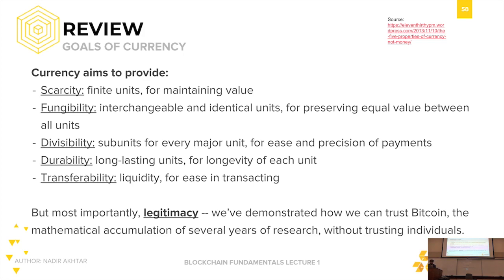Fungibility. Bitcoin is for the most part interchangeable and identical. If I swap my piggy bank with yours, it's almost impossible to tell, unless you're dealing with some shady people, and the FBI knows who those shady people are. They can track your activity with that person. Divisibility: because Bitcoin is just a number, you can go all the way down to a 10 to the 8th of a Bitcoin, or one Satoshi, for ease and precision of your payments. And durability: as long as the blockchain exists, your Bitcoin can't be destroyed unless the physical device holding your private key is destroyed as well.